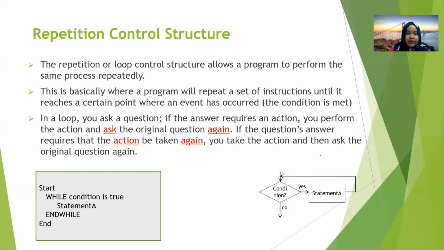Itu maksud dia. Okay, in a loop you ask a question. If the answer require an action, you perform the action and ask the original question again. Kalau dia betul, you ask lagi. You ulang lagi. If the question answer require that the action be taken again, you take the action and then ask the original question again. Ni nantilah dia akan ulang. Kalau yes, statement A. Ni kalau condition ni yes, statement A dia ulang lagi. Dia tanya lagi. Yes, ulang lagi. Sampai yang ke-6, no. Maksudnya dia nak pusing sebanyak 5 kali sahaja. Okay?